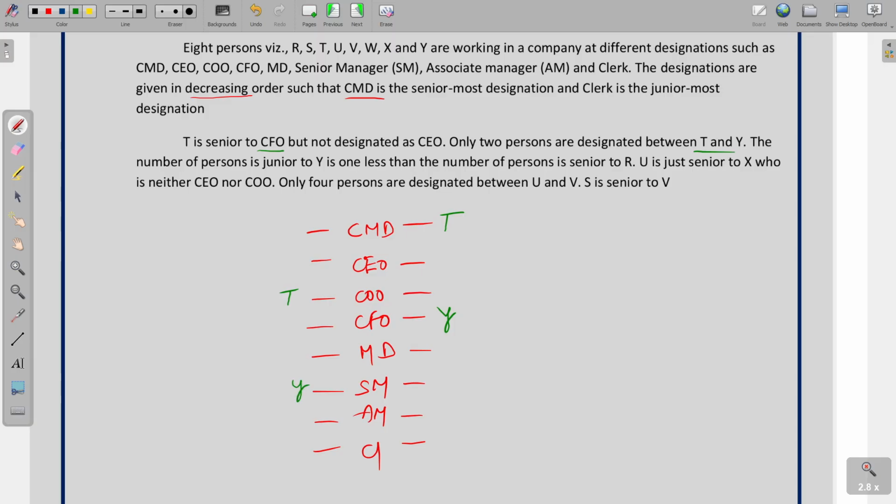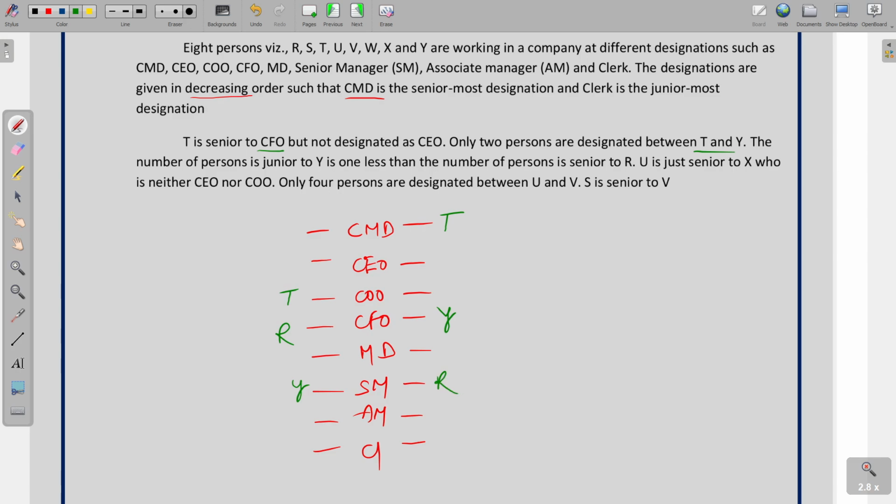The number of persons junior to Y is 1 less than the number of persons senior to R. Junior to Y there are 2, and senior to R there are 3 persons. So from here 1, 2, 3, 4, 4 persons are there, 1, 2, 3, 4, 5. So R is placed here.